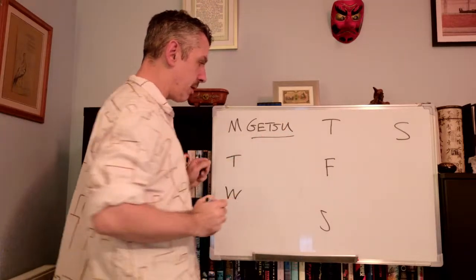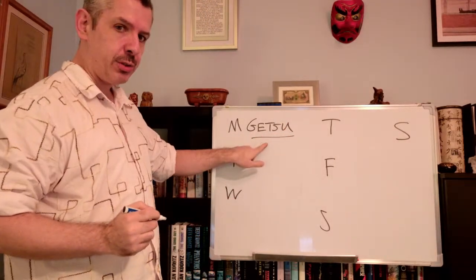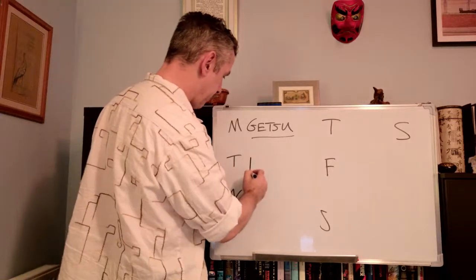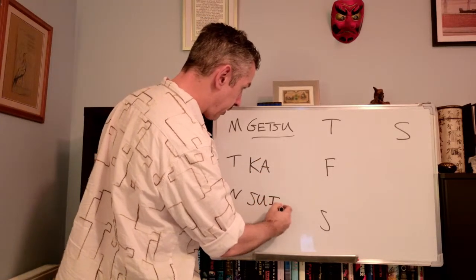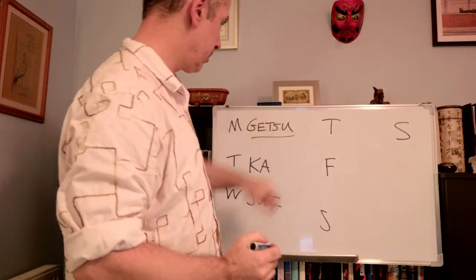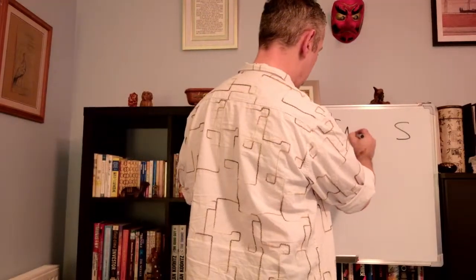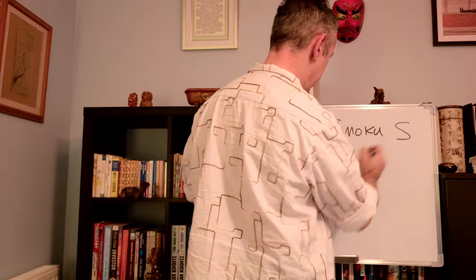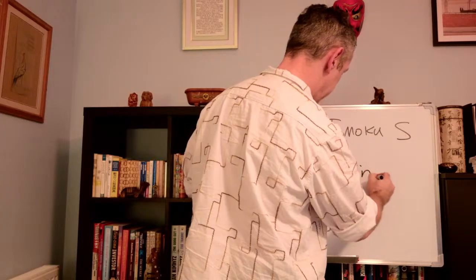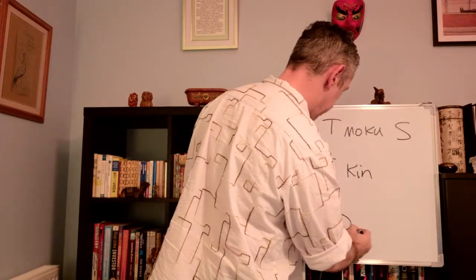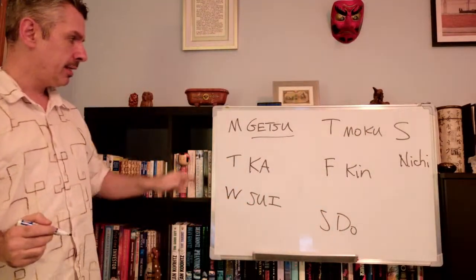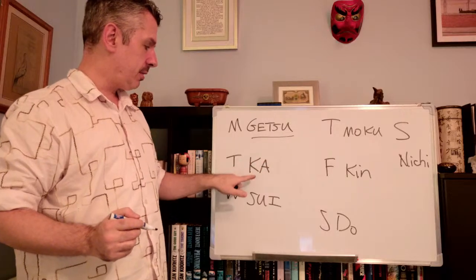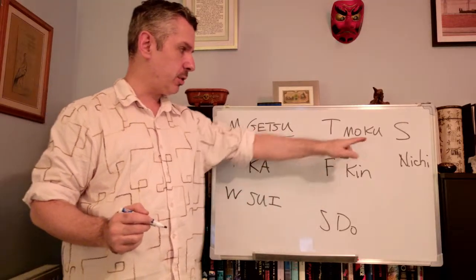I will say the endings in a moment. Getsu, ka, sui, moku, kin, do, and nichi. Getsu, ka, sui, moku, kin, do, nichi.